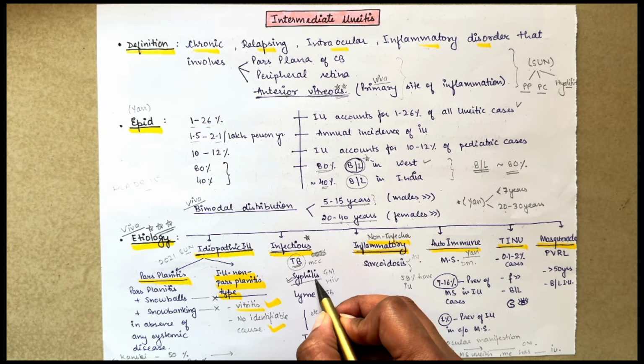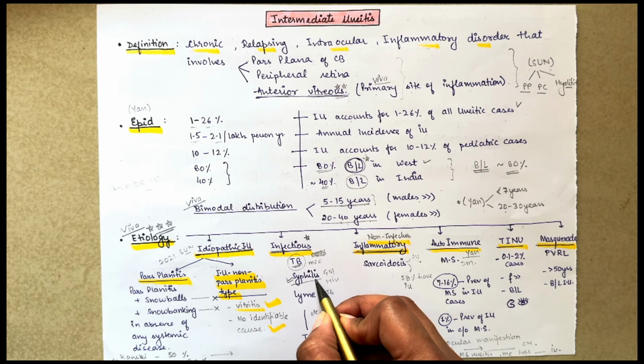1, 2, 3, 4, 5. So 5 I's and malignancy. Now, next part is clinical features. So it is important that you divide it into symptoms, signs, and complications. So we'll divide into 3 parts.